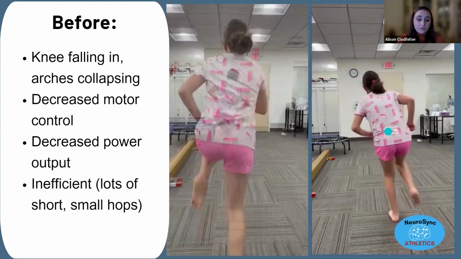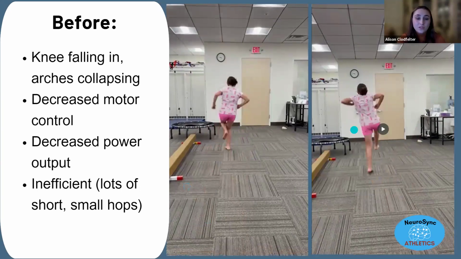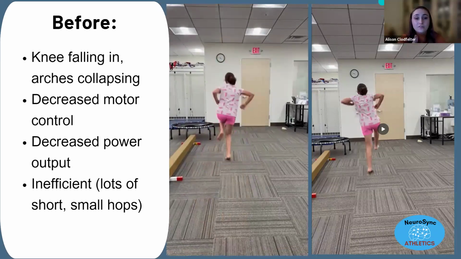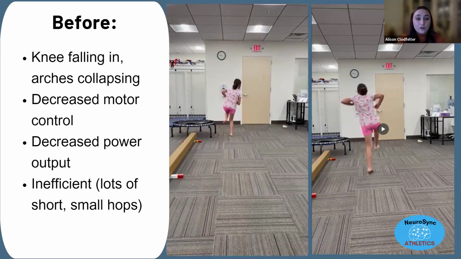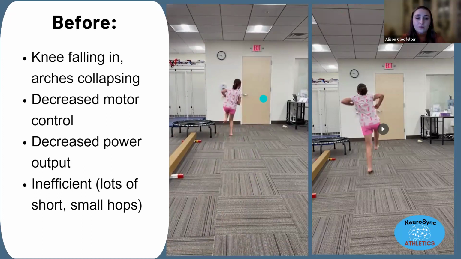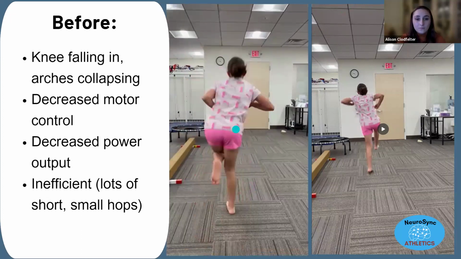So here's an example of her movements before. I'm going to pause one so we can watch one at a time. But here in this video to the left, you can kind of see her knees are falling in, her arches are collapsing when she's hopping. So I'll play that again so we can see it. So just watch her knees and ankles. One more time.